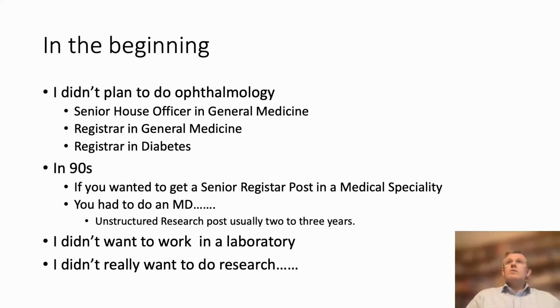So a little bit about me and how I got into research, even ophthalmology. In the beginning I didn't plan to do ophthalmology. I wanted to do general medicine, I wanted to do diabetes, and I got to the registrar stage in diabetes. But if you wanted to get a specialty training post, a senior registrar post in a medical specialty in those days, you had to do an MD. And this is essentially an unstructured research post that usually lasted 2 to 3 years.